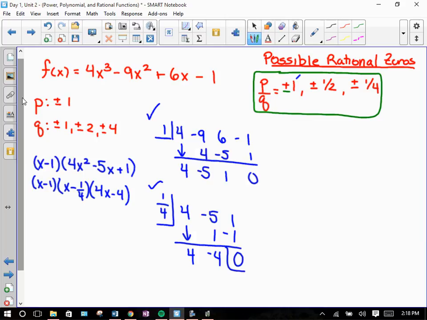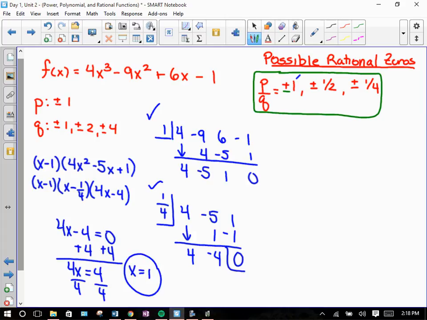Well, I take this last factor, 4x minus 4, and I set it equal to 0. I add 4 to both sides, I get 4x equals 4. I divide by 4, I get x equals 1. So my zeros are 1, 1/4, and 1.